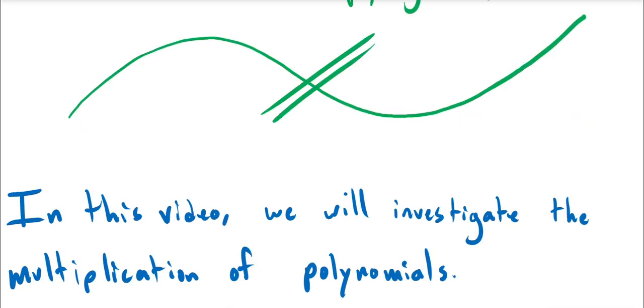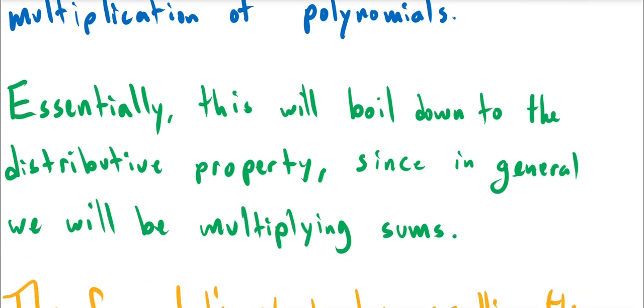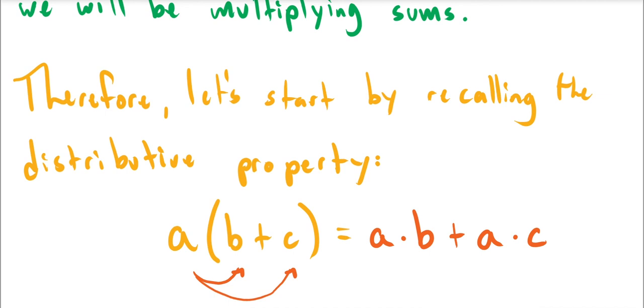So as indicated in this video, we're going to investigate the multiplication of polynomials. Essentially, this is just going to boil down to the distributive property, since all we're going to be doing is multiplying sums together. When you multiply a sum, you need to multiply each term in the sum by whatever you're multiplying by. And that might, in turn, require the distributive property again. Once we get done with that, we'll be grouping like terms, which, again, is the distributive property, as we've seen. And so it's really going to rely on this one particular property. And so it's probably best if we begin by recalling that property.